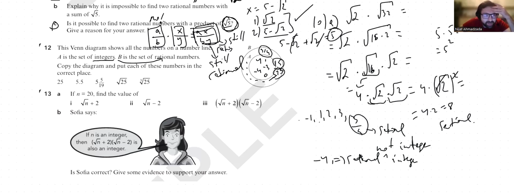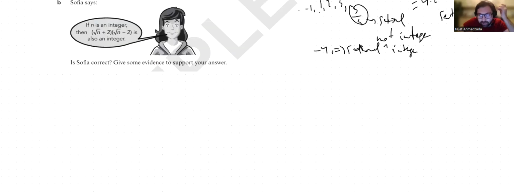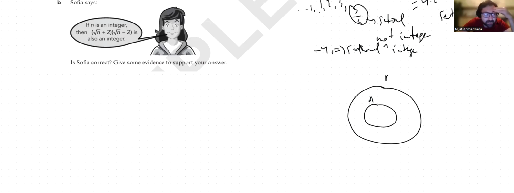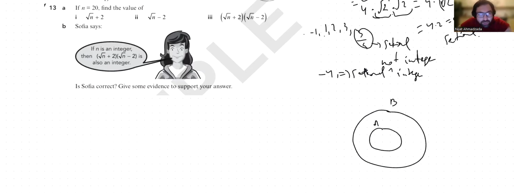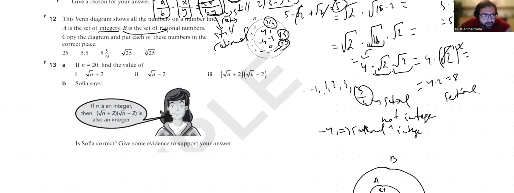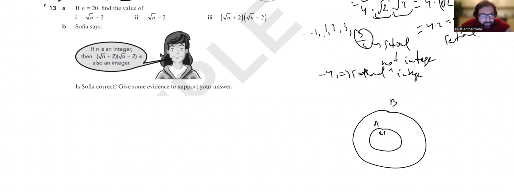Okay. Copy the diagram and put each of the numbers in the correct place. So now, let's copy the diagram somewhere here. So here we have A, and the big thing is B, okay? Now let's check. We have 25, 5.5. Okay, let's do some. So 25 is an integer, so it will be here. Let's choose the integers first, right? So 25 is an integer. Square root of 25 is equal to 5, so it's also an integer.